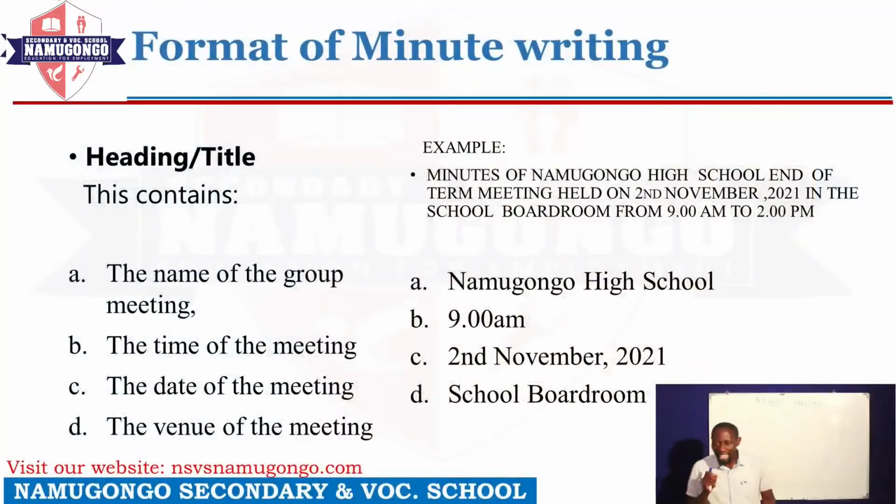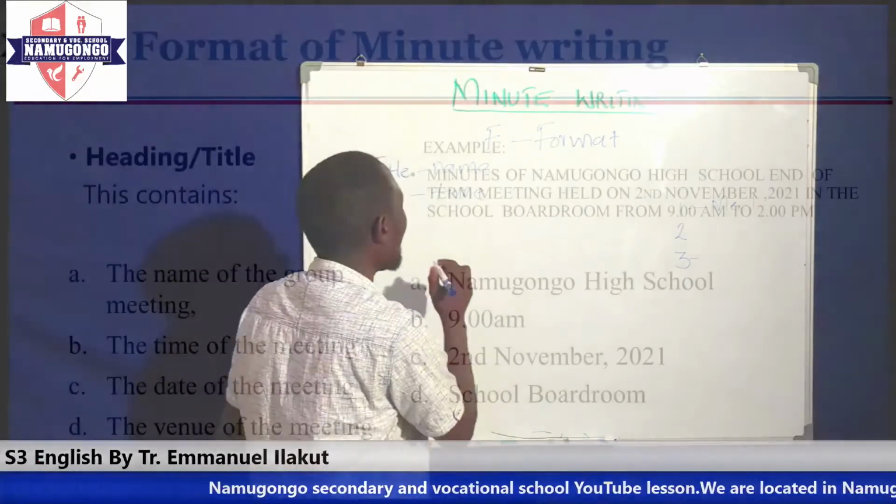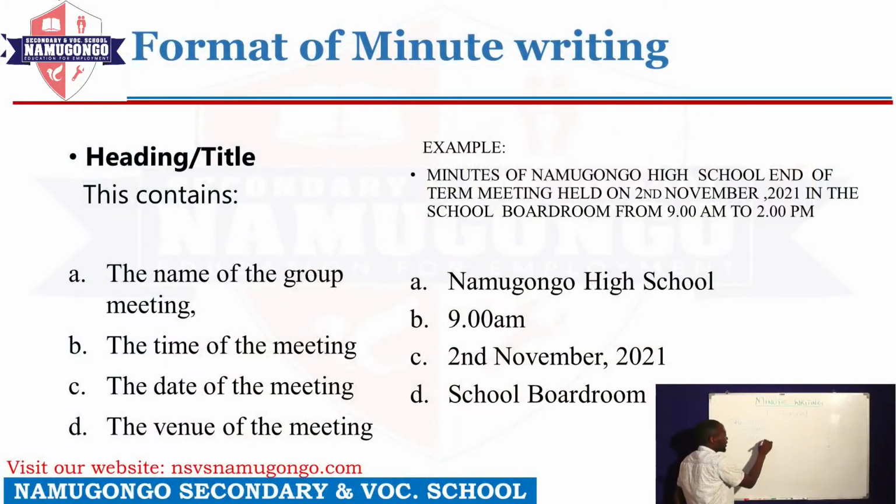2. The time of the meeting. After this name, the time must be mentioned. What time did they meet? Was it at 11 o'clock? Was it at 10 o'clock? So the time should be indicated. 3. The date of the meeting. That day when the meeting took place. Was it on the 12th of November? Or the 10th of October? The date of the meeting should be indicated.